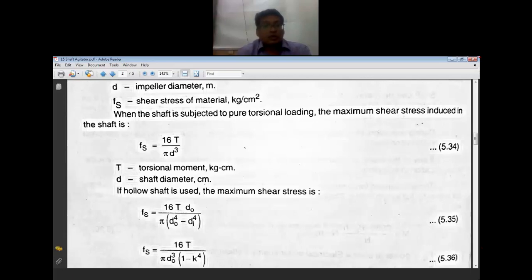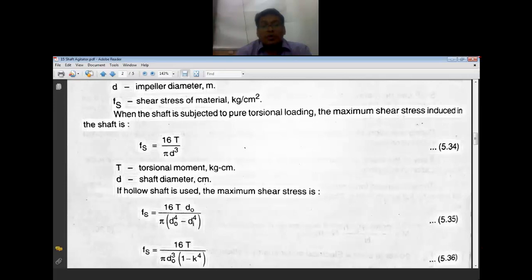Now first, when the shaft is subjected to pure torsional loading, the maximum shear stress induced in the shaft, so only we are considering the torsional load, torque T, will be Fs, which is equal to T upon pi d cube upon 16. T is the torsional moment, which has the unit of kg centimeter. D is the shaft diameter.